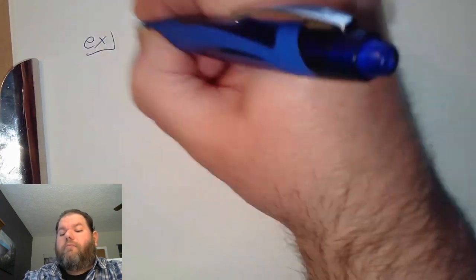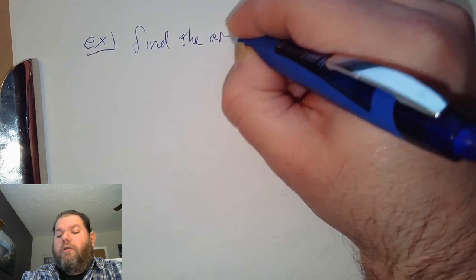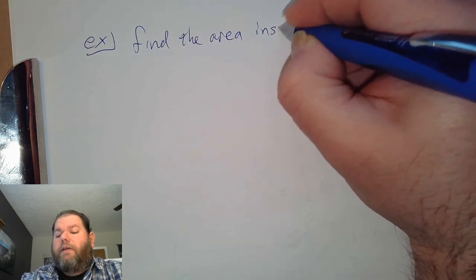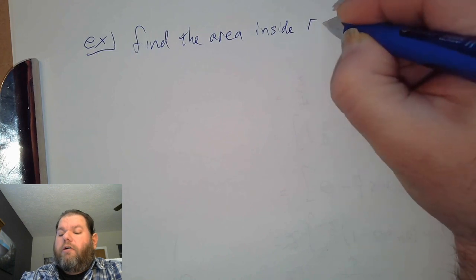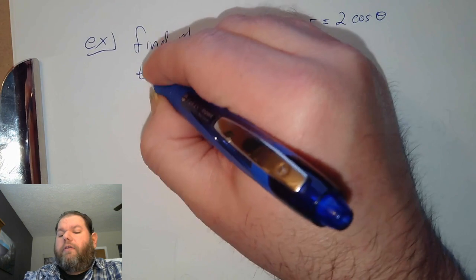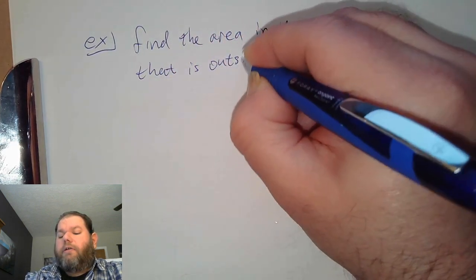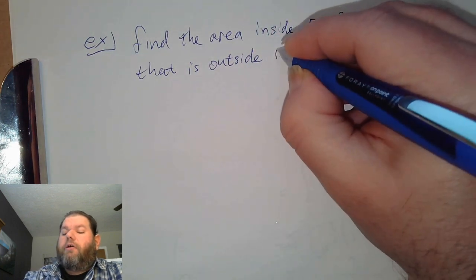One last problem I want us to examine. Find the area inside r equals 2 cosine theta, and that is outside r equals 1.